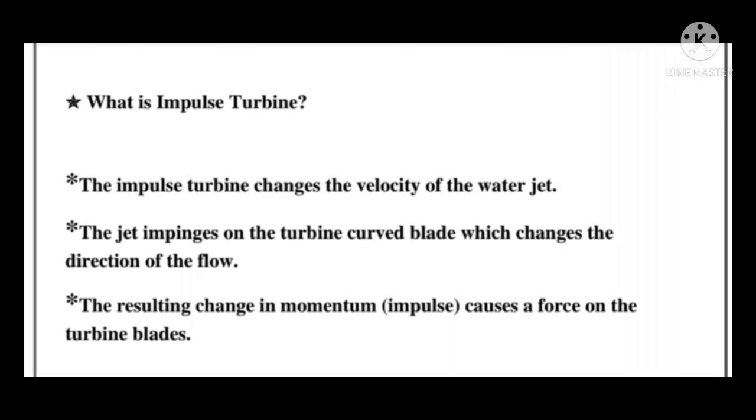What is impulse turbine? The impulse turbine changes the velocity of the water jet. The jet impinges on the turbine curved blade, which changes the direction of the flow. The resulting change in momentum impulse causes a force on the turbine blades.